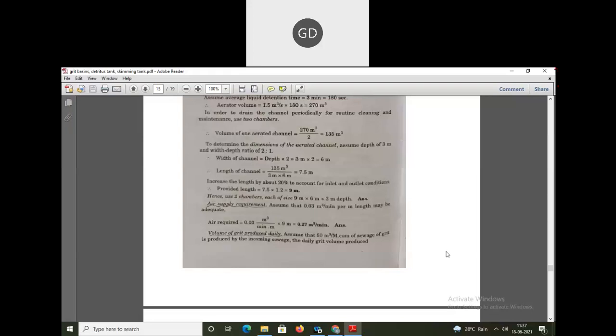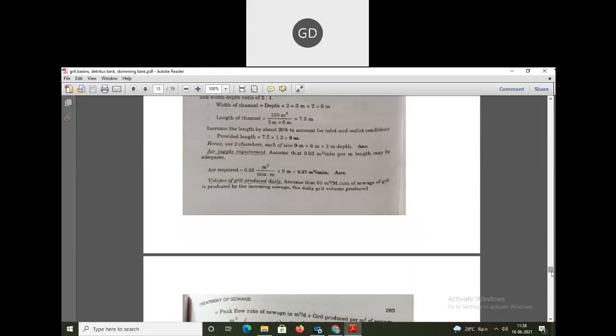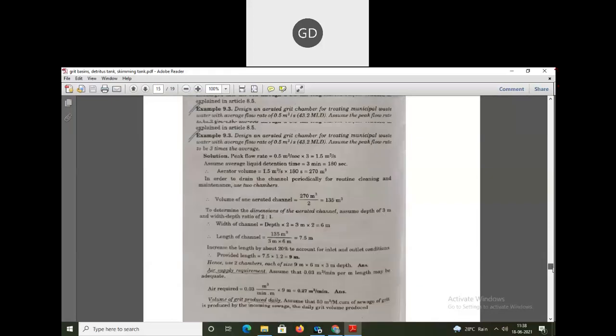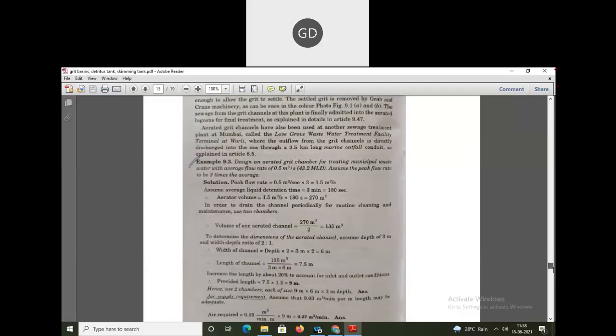So you can find out the volume of the grit, this is the formula. Okay, peak flow rate of sewage multiplied by grit produced per meter cube of sewage. So you multiply the peak flow, that is your 1.5, and then you multiply the grit as your 50 per million liters, so 10 to the power 6. Again, the peak flow, you are converting it to second per day. So the whole thing, you are getting it to be 6.48. So the 6.48 meter cube per day is the volume of the grit that is produced daily. Okay. So this is about your aerated grit chamber.